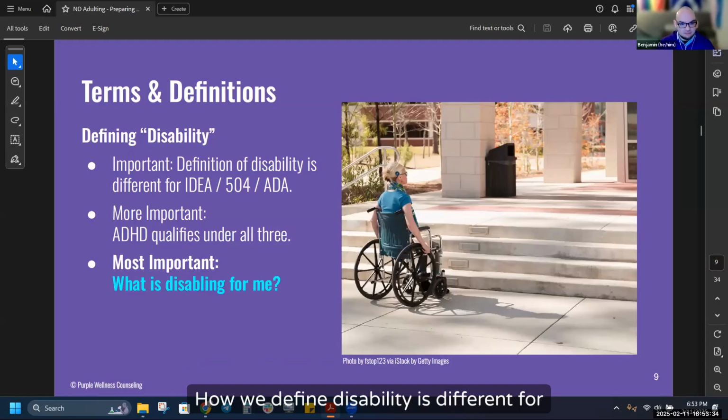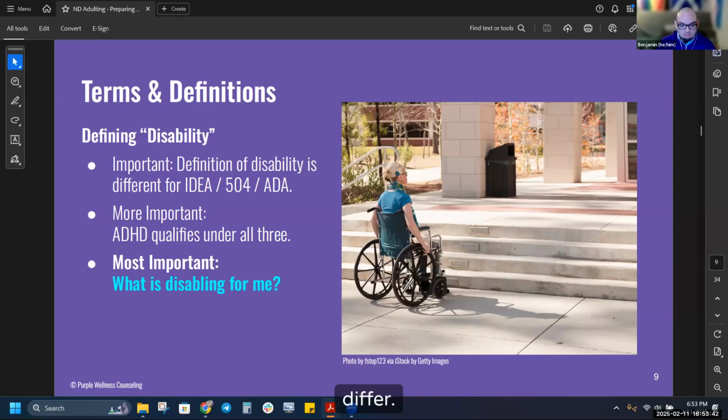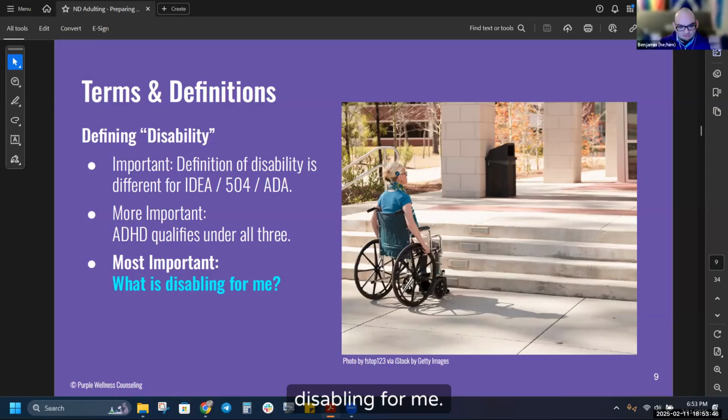How we define disability is different for each one of those acts. ADHD qualifies under all three, although how we refer to it or how we use that act may differ. Most important, though, is, again, for us to consider what is disabling for us, what is disabling for me.